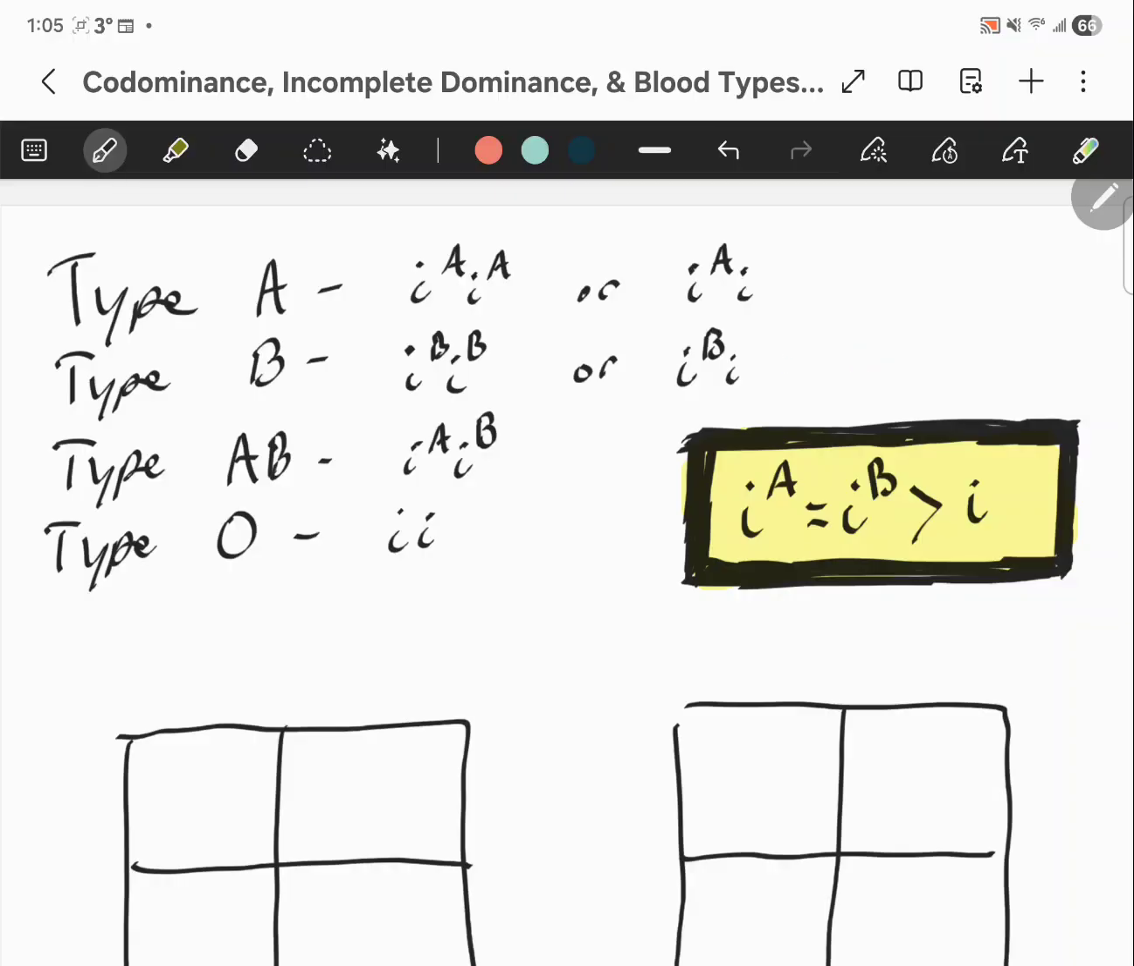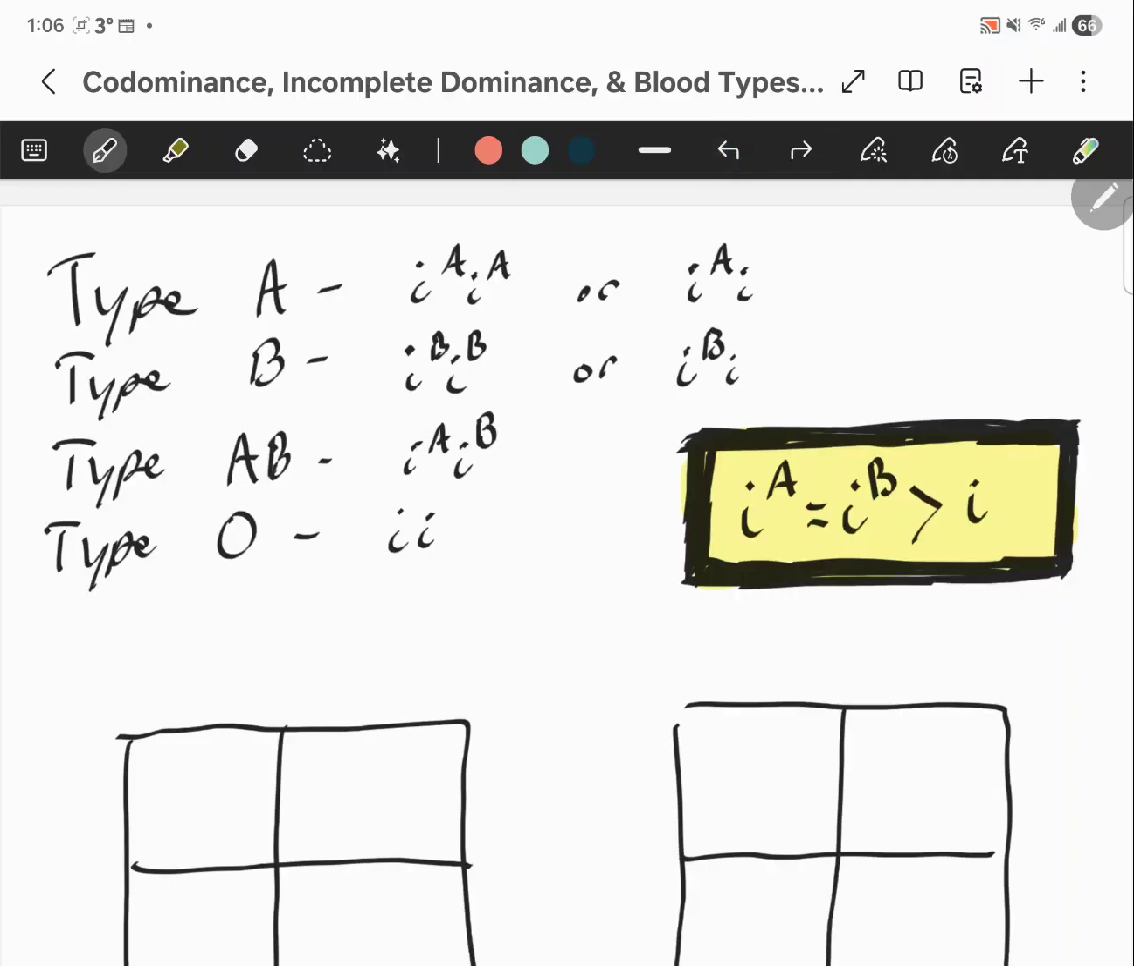For type AB blood, the only way we can get type AB blood is if both alleles are in the genotype. On a blood cell, it represents type A and B antigens on the surface that label it and say, hey, this is type AB blood. So it has both of those antigens. In the genotype, it's going to have an A allele and a type B allele.